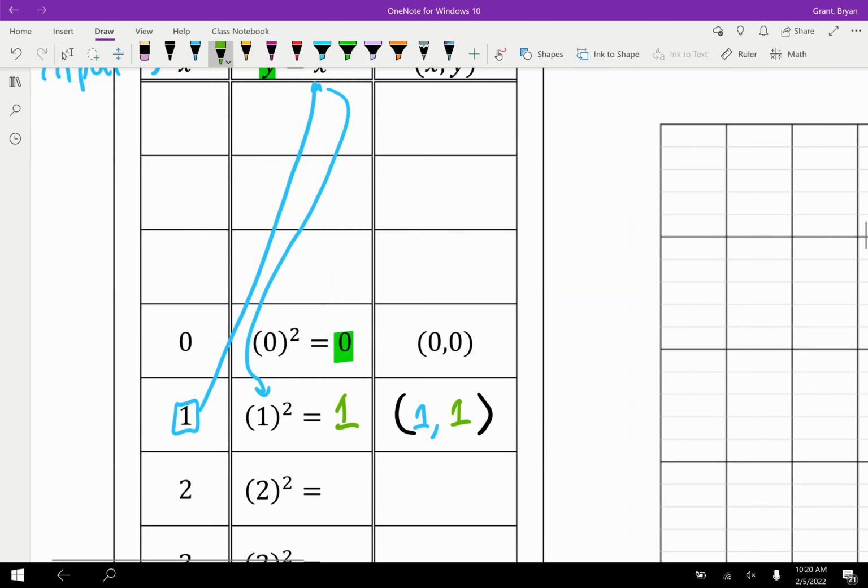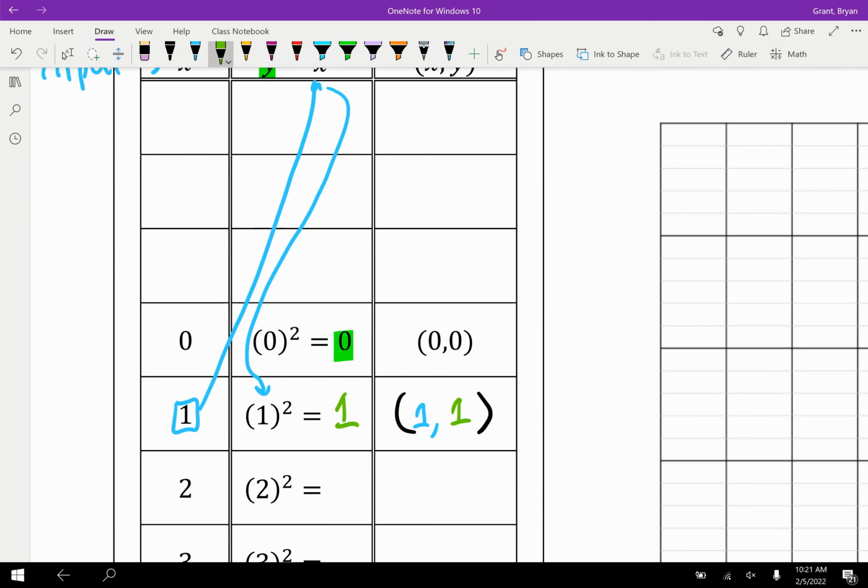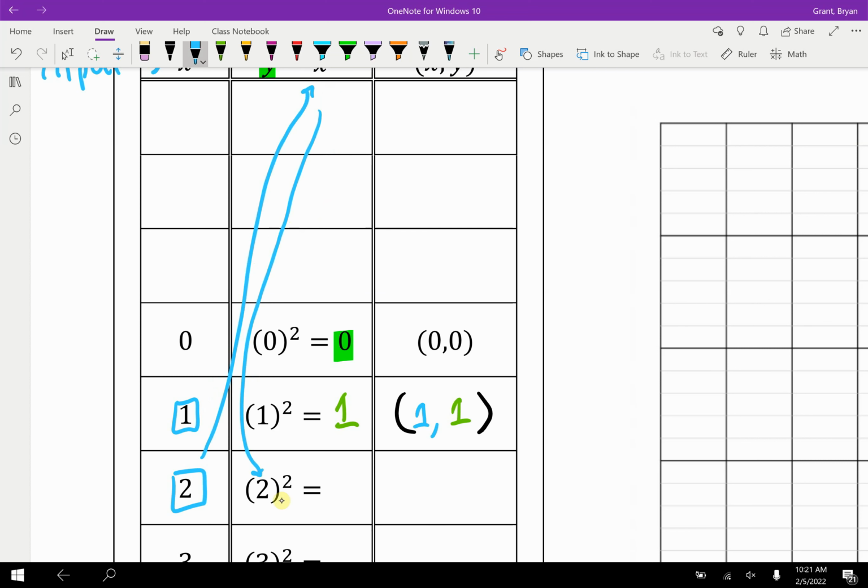Now be careful. You might think, oh, 0, 0, 1, 1, the next one's going to be 2, 2, but if you ponder this carefully, 2 into our formula means we have to do 2 times itself. 2 times itself is 4, which gives us the point. 2 was the input. When we squared 2, we got 4 as an output.